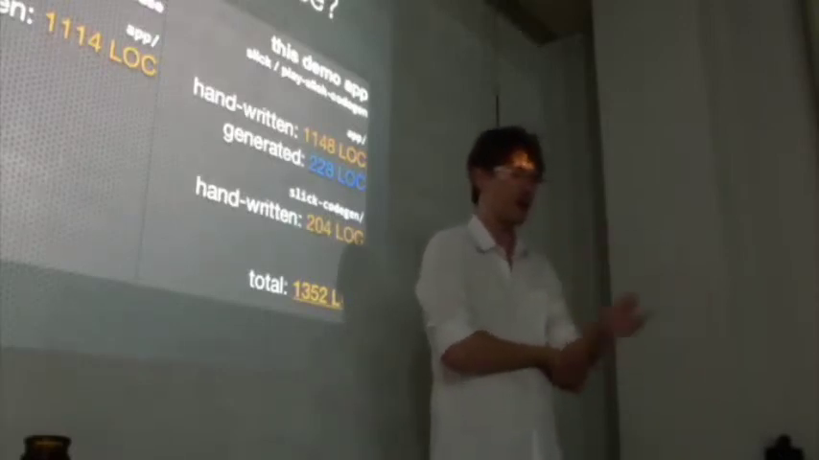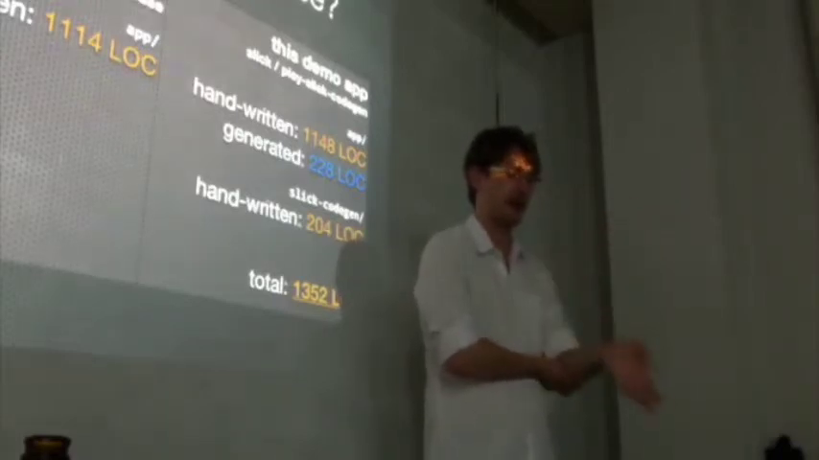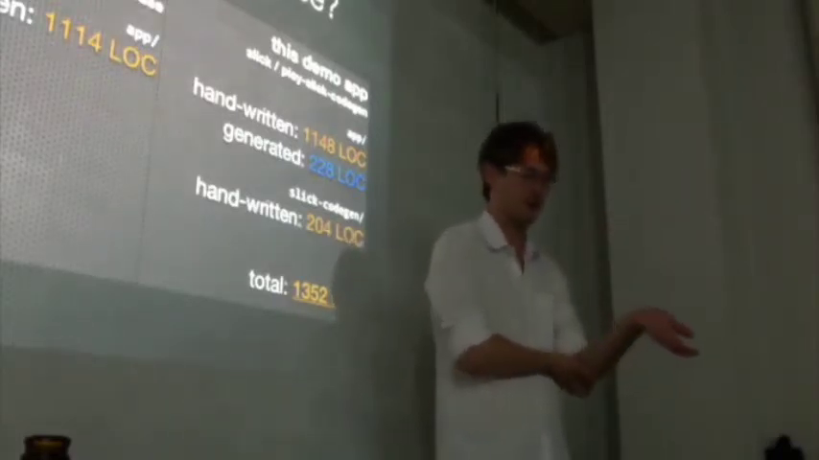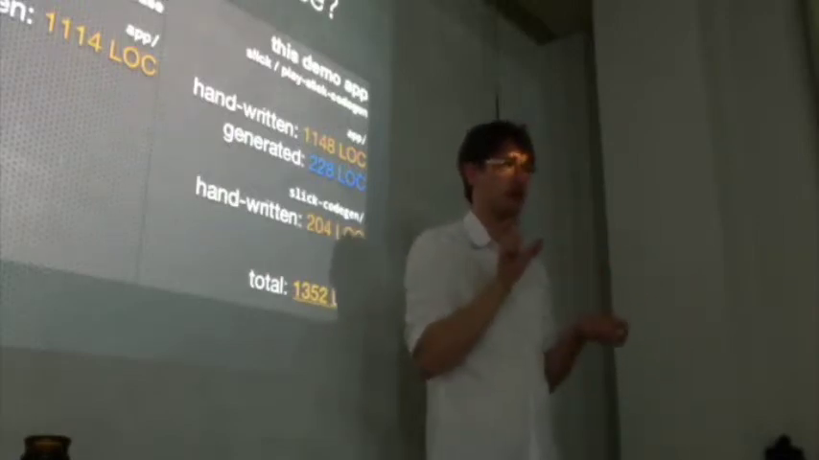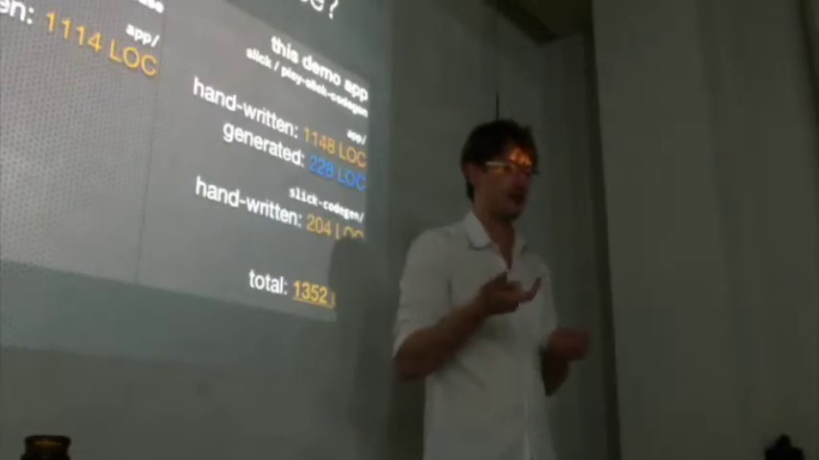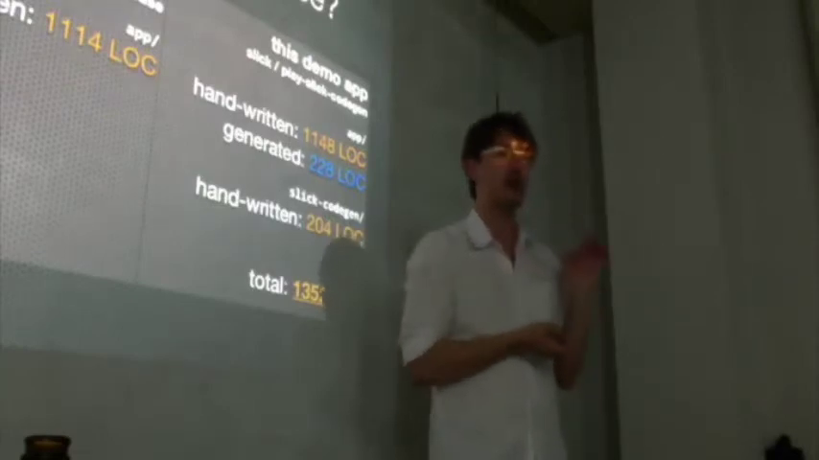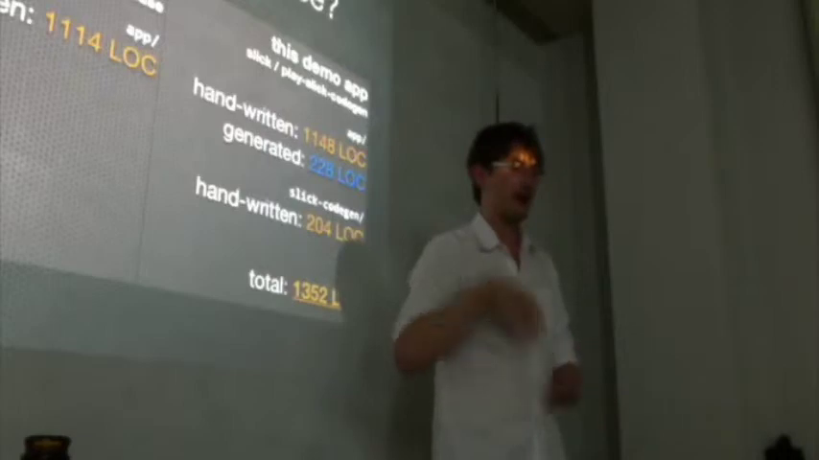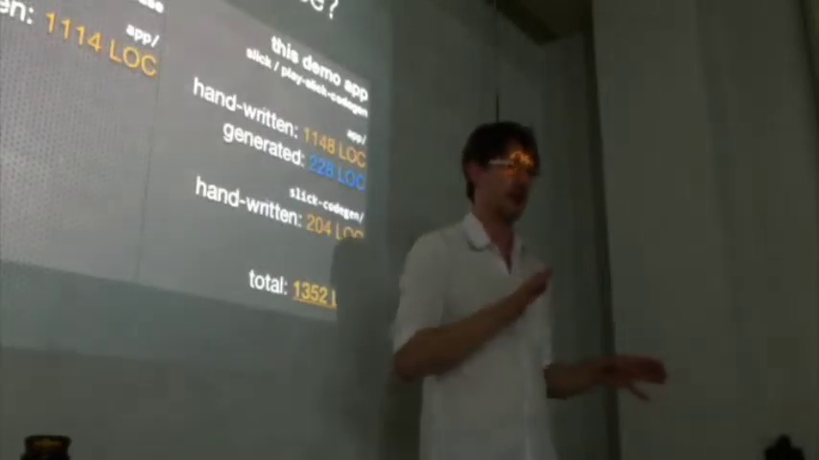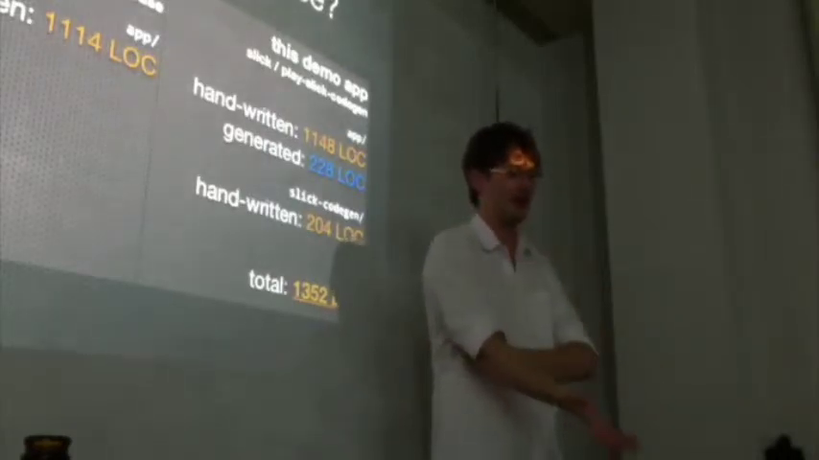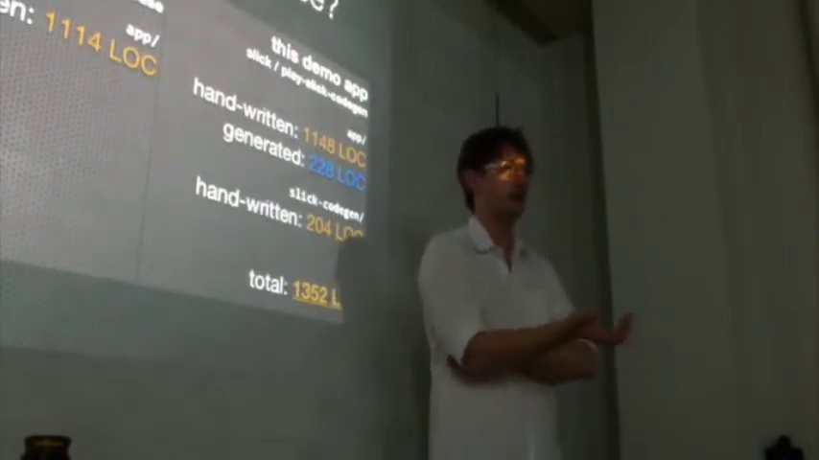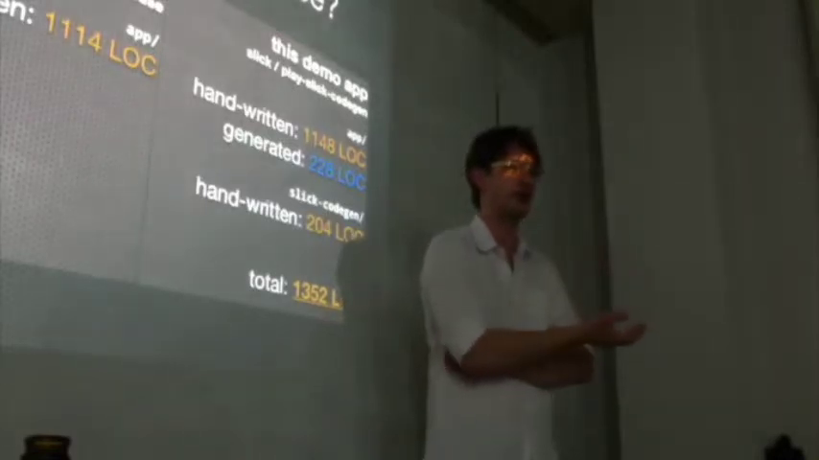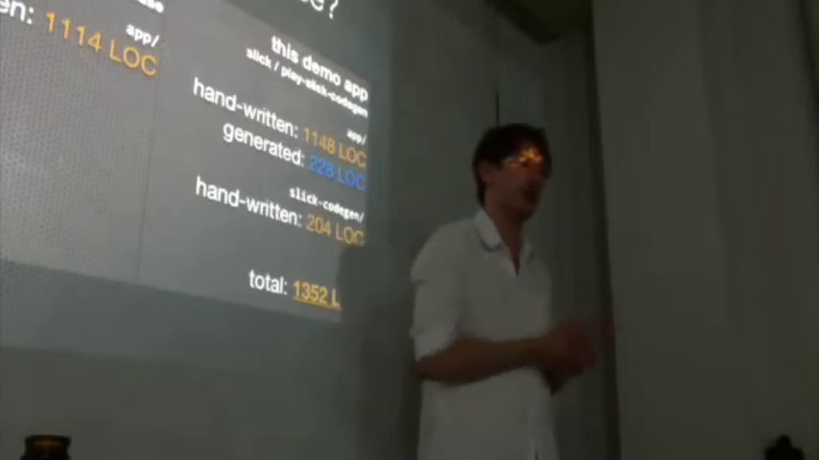Then I changed it, and I ended up with an app that had 1,148 lines of handwritten code, and an extended code generator with an additional 204 lines. In total, these handwritten lines are about 1,350, and then the code generator spits out an additional 228 lines or so. So with about 250 additional lines, I managed to get all these features in. That's not a lot of lines.